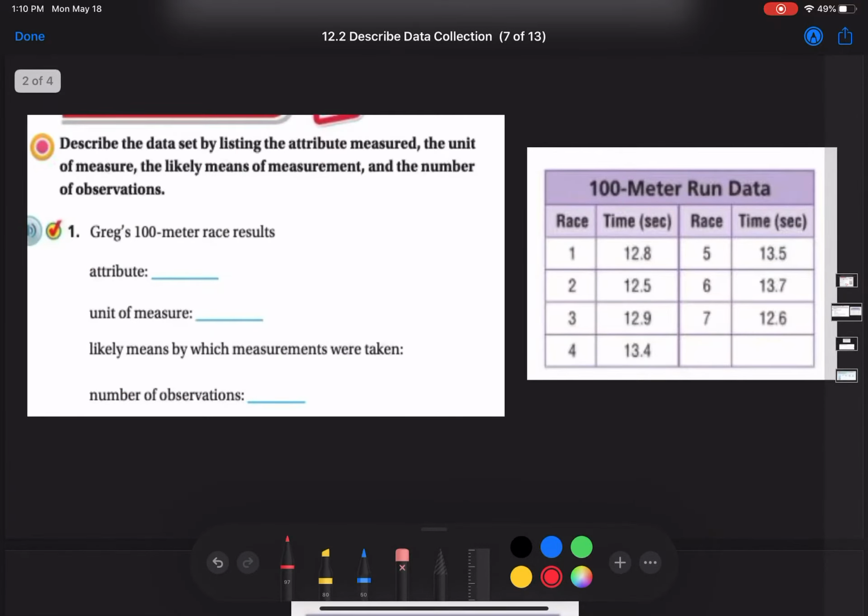Okay, so here's another one. I only have a couple examples in this particular lesson. Describe the data set by listing the attribute measured, in other words, what are they measuring, the unit of measure, and then the likely means of measurement and the number of observations. So Greg's 100-meter race results. You can see that there are 7 observations. And we're talking about time here, so your attribute is going to be the time it took him to run the race.